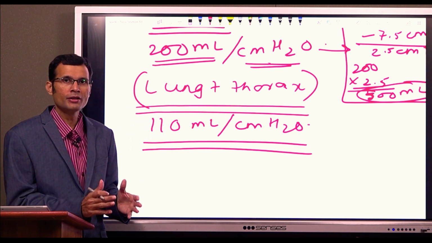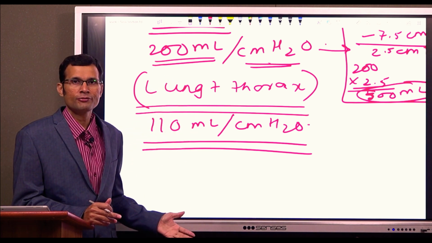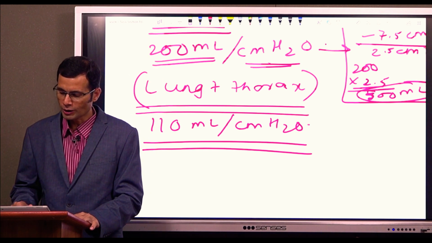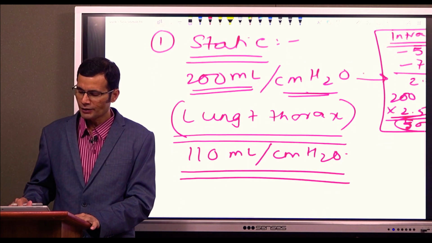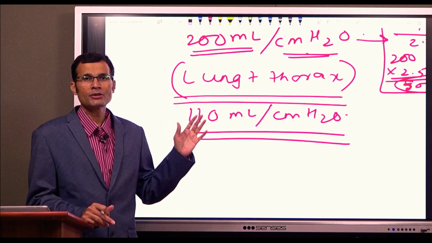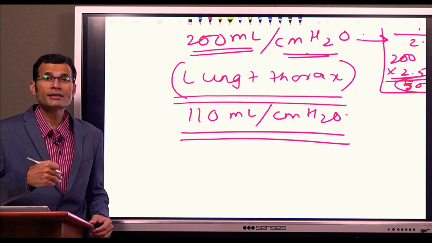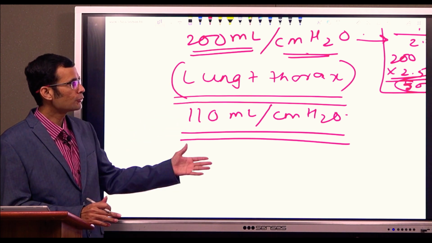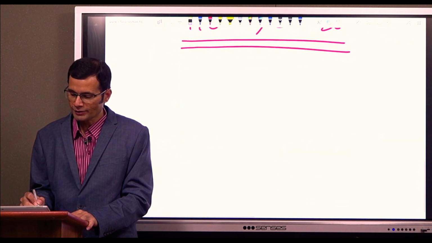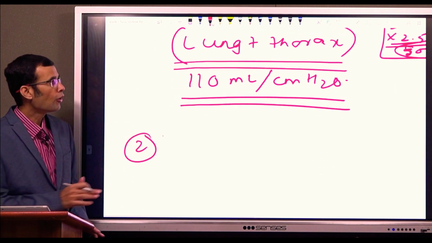when we consider them together, the compliance of this entire system becomes almost half of the compliance of the lungs alone. So remember, when we consider lungs alone, the compliance is 200 ml per centimeter of water. If lungs plus thorax together, they have opposing tendencies, and therefore the distensibility of the entire system is reduced to just half of what it is for the lungs. That's called the static compliance, the distensibility of the lungs.